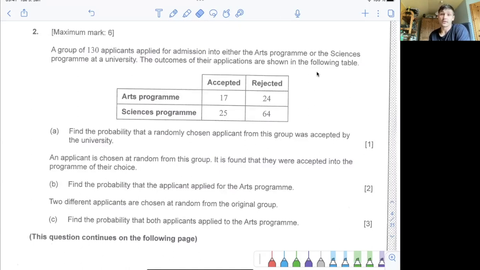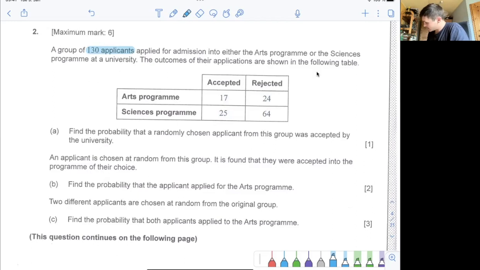Right, so this is regardless of whether they were accepted to the arts program or the sciences program, just purely that they're accepted to the university. All right, so let's highlight some important information in the question. The only thing really we need to take from here is that we're given the total number of applicants, which is 130. It's somewhat kind that the question has put this in for us. If they hadn't, which they easily could have just left that out, the way we'd find it out is just like adding up all these numbers here. And you'll see if you do that, they'll add up to 130.